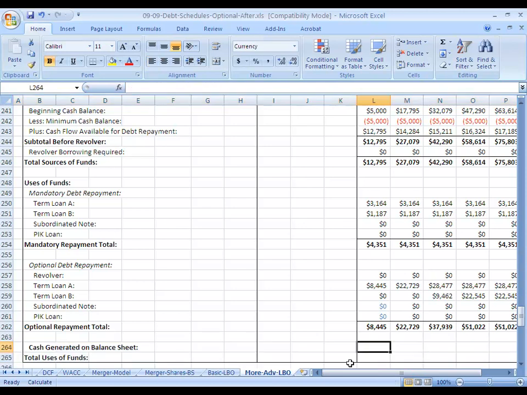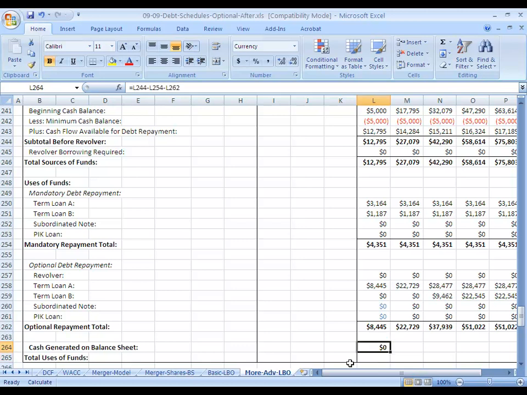So if you think about the cash generated formula, for this one, we're going to look at the cash flow that was available to repay debt, so the subtotal before revolver. Then we're going to subtract our mandatory debt repayments and then our optional debt repayments. So in this case, it comes out to 0 because we're simply using all of our cash flow to repay Term Loan A and Term Loan B on a mandatory basis in our first year.